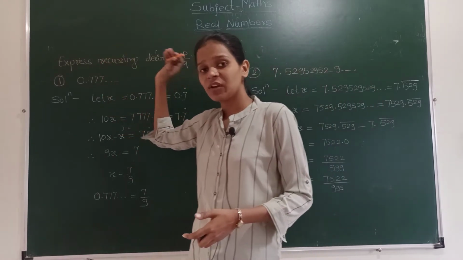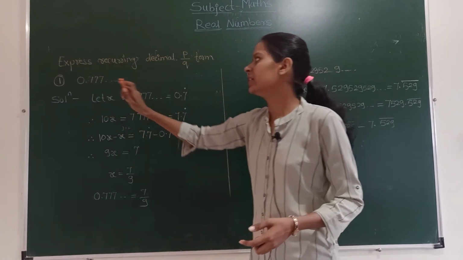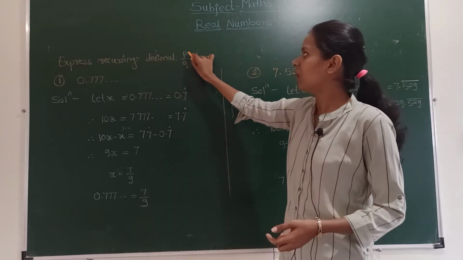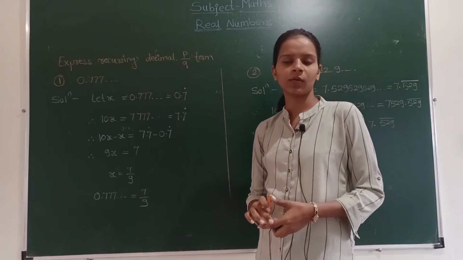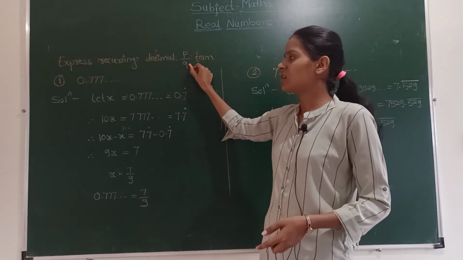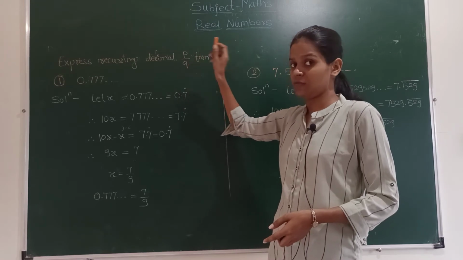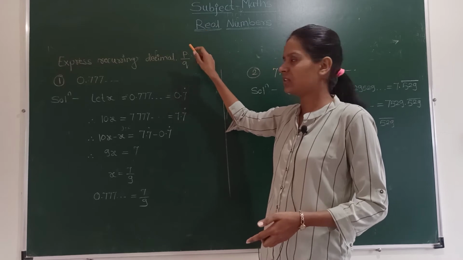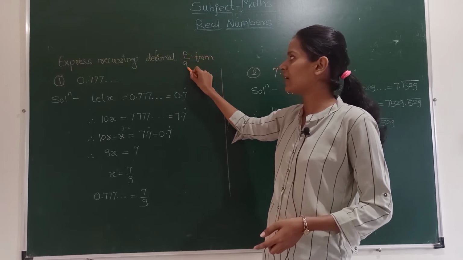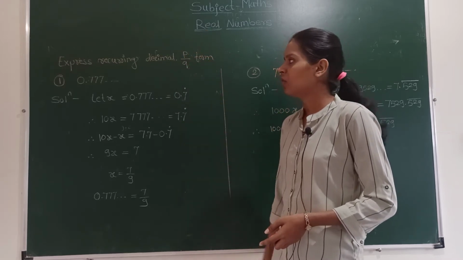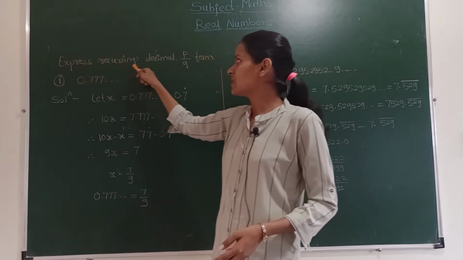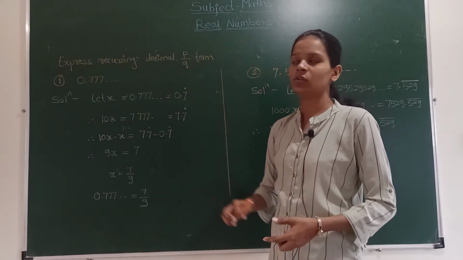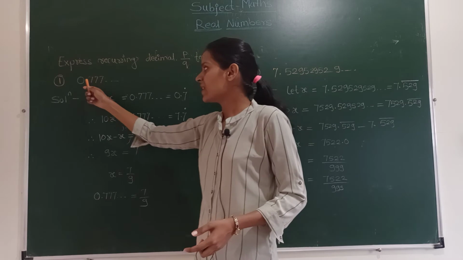See, we will see the question, then you will understand it. Express recurring decimal form in p by q form. p by q is the form of a rational number. If you remember, we write the rational number in the format like this, p upon q. What we have to do is express the recurring decimal in p by q form. Okay, what is the recurring decimal?